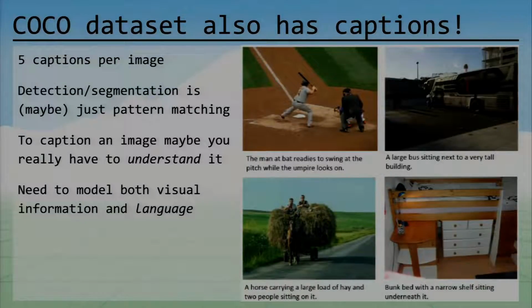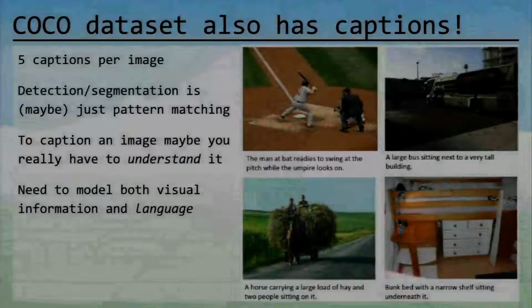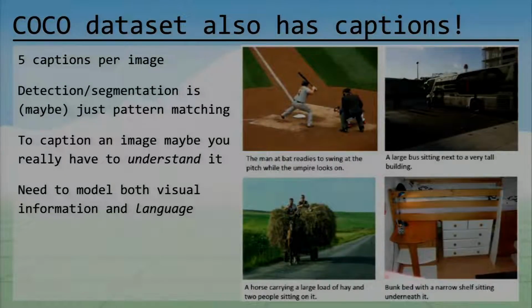the umpire looks on." And these are just random people on Mechanical Turk. So you get 5 sentences per image, and they're not necessarily the best sentences. This sentence is a little bit weird, "The man at bat readies to swing at the pitch while the umpire looks on." But it gives you some idea of what's going on.